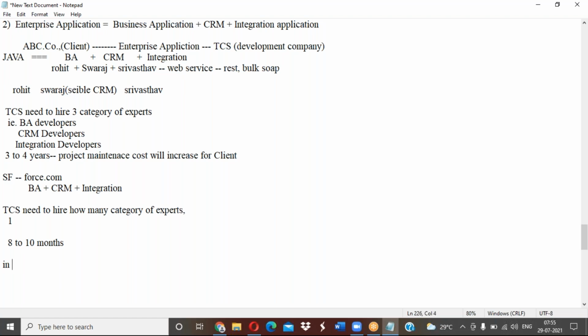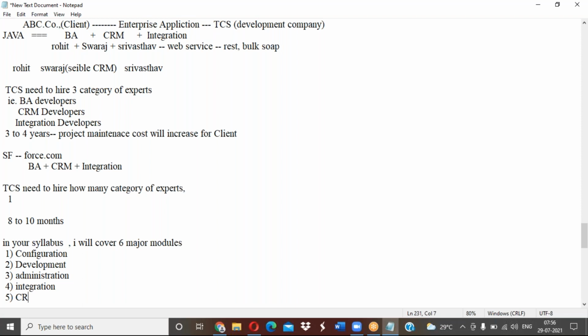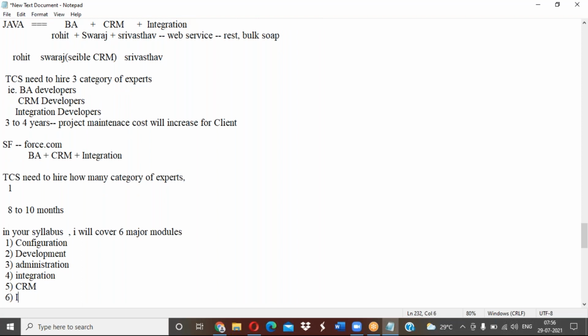In your syllabus, I will cover 6 major modules. Listen carefully. The first module is configuration. Second module is development. Third module is administration. Fourth module is integration. Fifth module is CRM. Sixth module is lightning. Very huge subject, guys. Understand everyone here?